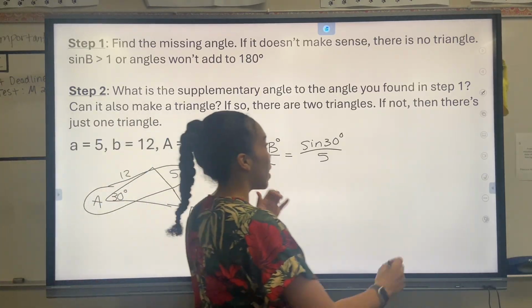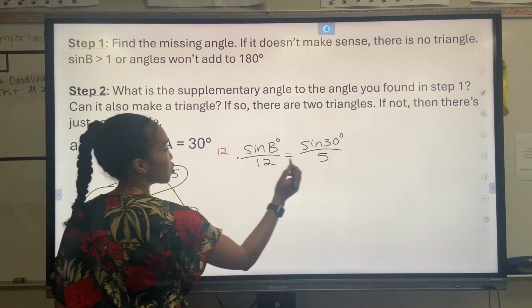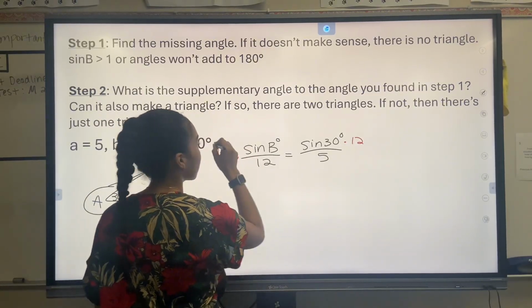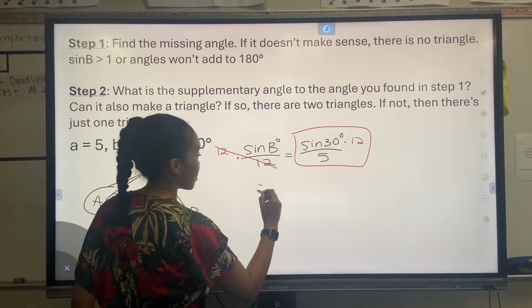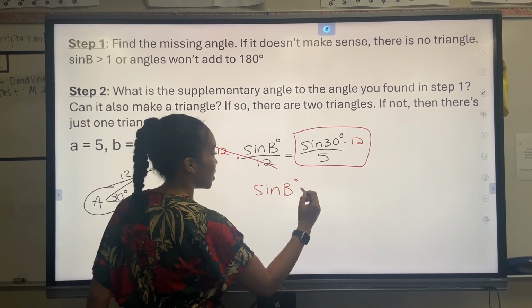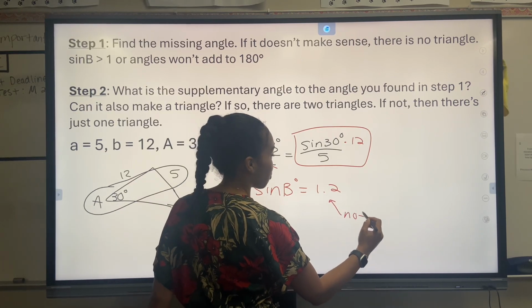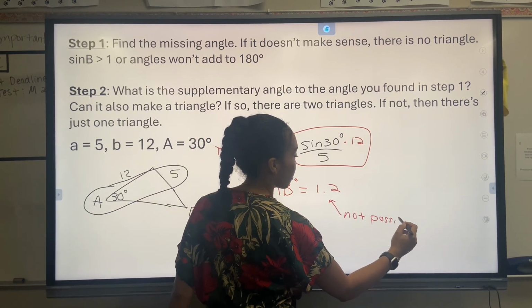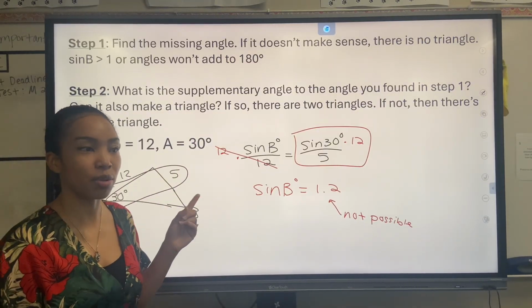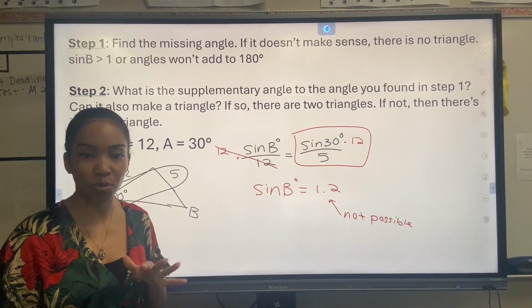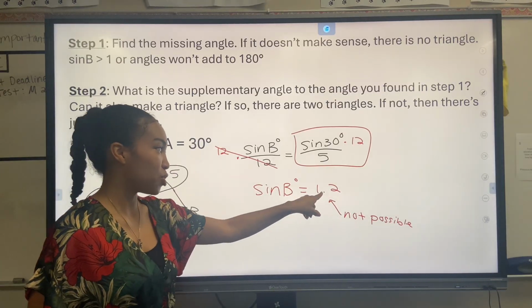Now, we're gonna go ahead and solve for angle B. You're gonna multiply both sides by 12. And let's type that into the calculator. So we got sine of angle B is 1.2. However, this is not possible because if you remember on your unit circle, the highest value on the unit circle was 1. You had numbers like square root of 3 over 2, which is about 0.8. You have numbers like square root of 2 over 2. 1.2 is not on your unit circle.